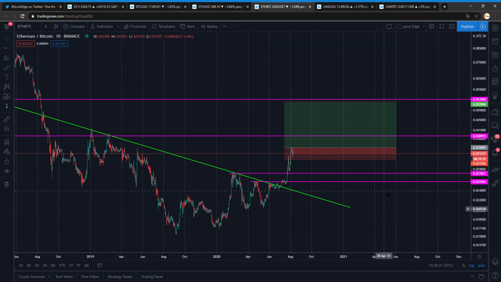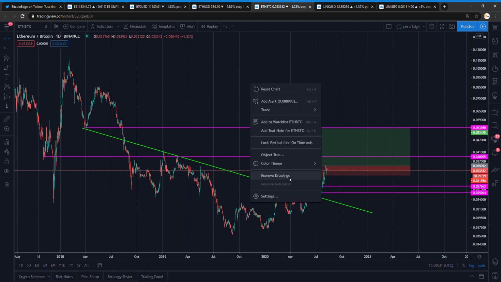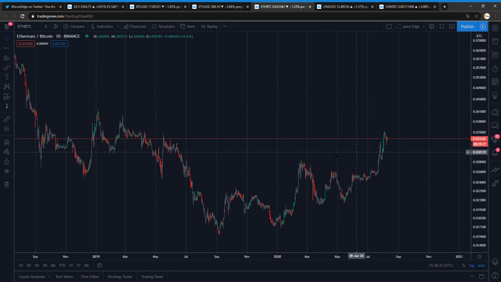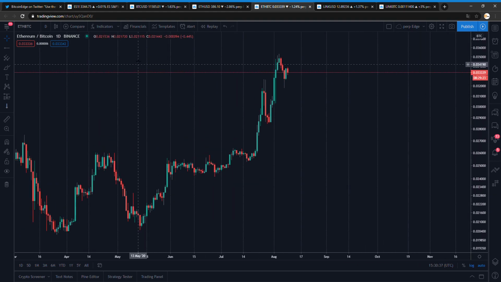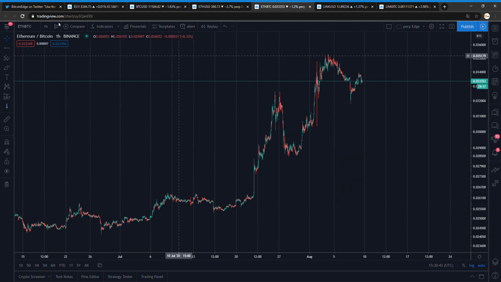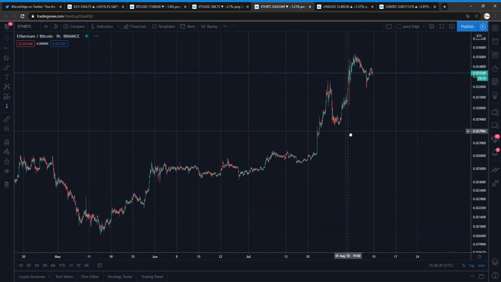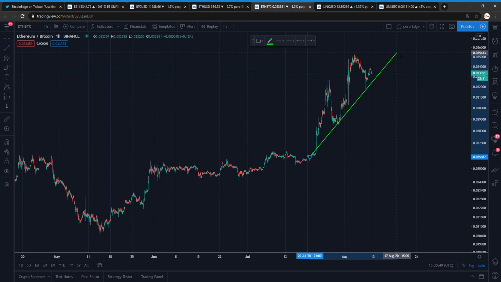And why do I want it to stop over here? I want to take profit over here at 0.05 something. But let's change. Let's delete this. Why? Because over here, if you zoom in a little bit, we saw price reacting nicely. We are in the channel right now a little bit, as you can see over here.